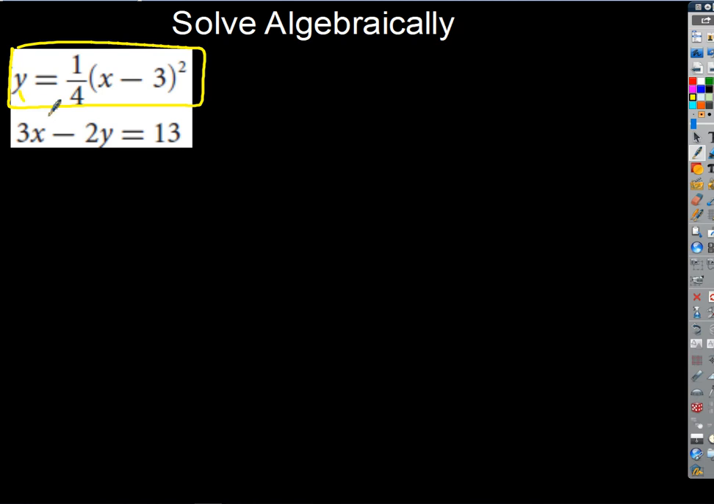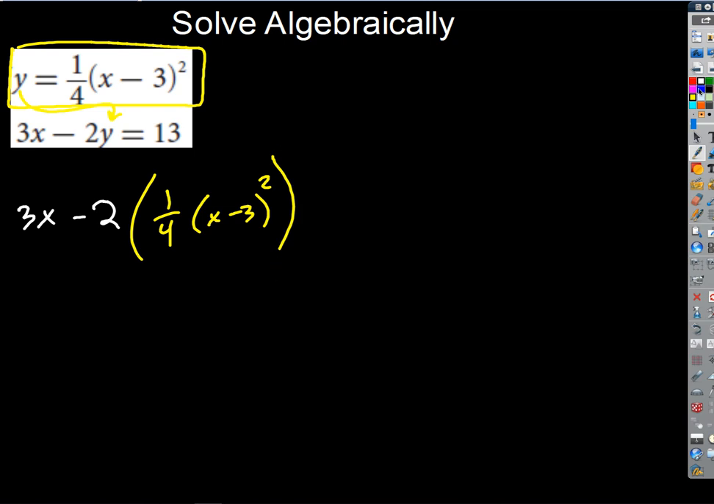And so then we can just substitute right there for y. And if I substitute for y, I'm eliminating y, and I'm only ending up with x's, right? Whichever variable we substitute for is the variable that goes away. So what do we get if we do that? So here's our 3x minus 2 times y, and y is all that stuff: 1/4 times the quantity x minus 3 squared equals 13. So now what?